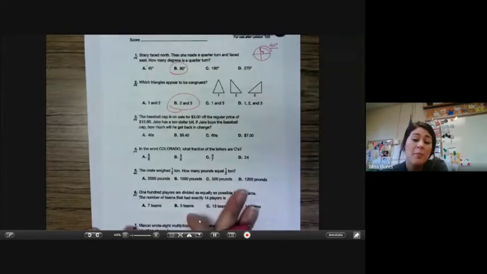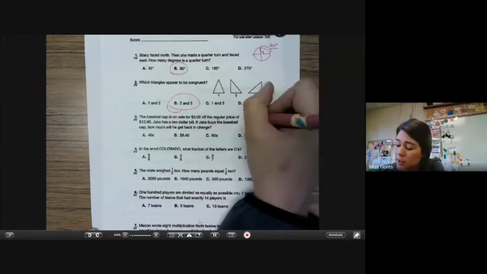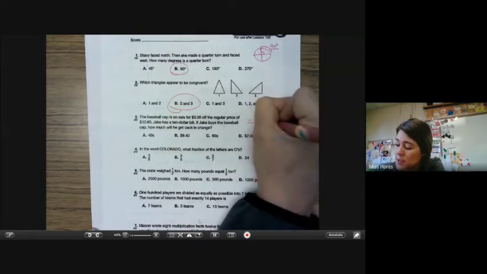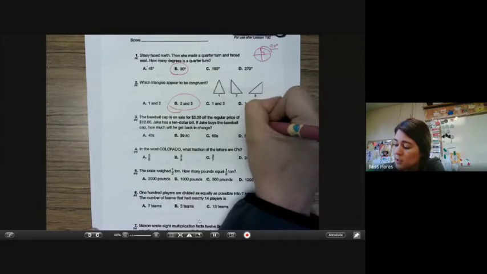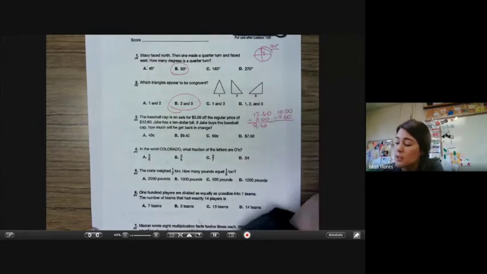Number 3, the baseball cap is on sale for $3 off the regular price of $12.60. If Jake buys the baseball cap, how much will he get back in change? He gives a $10 bill. So first we need to figure out how much the baseball cap is. So we need to subtract $3 from $12.60, which gives us $12, $11, $10, $9.60. And then he gave $10 to pay for it. So now we subtract $9.60 from $10. So we need to borrow.